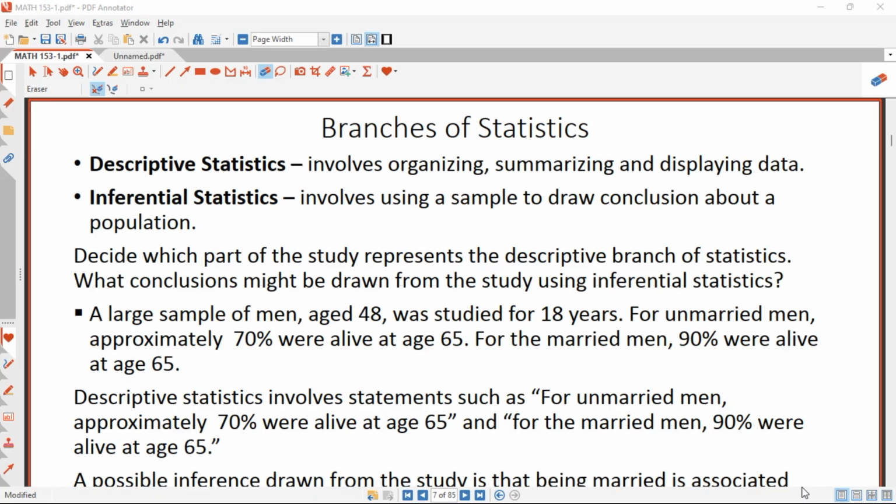Today we are going to start our studies on branches of statistics. We have two branches of statistics. We have descriptive statistics and inferential statistics.